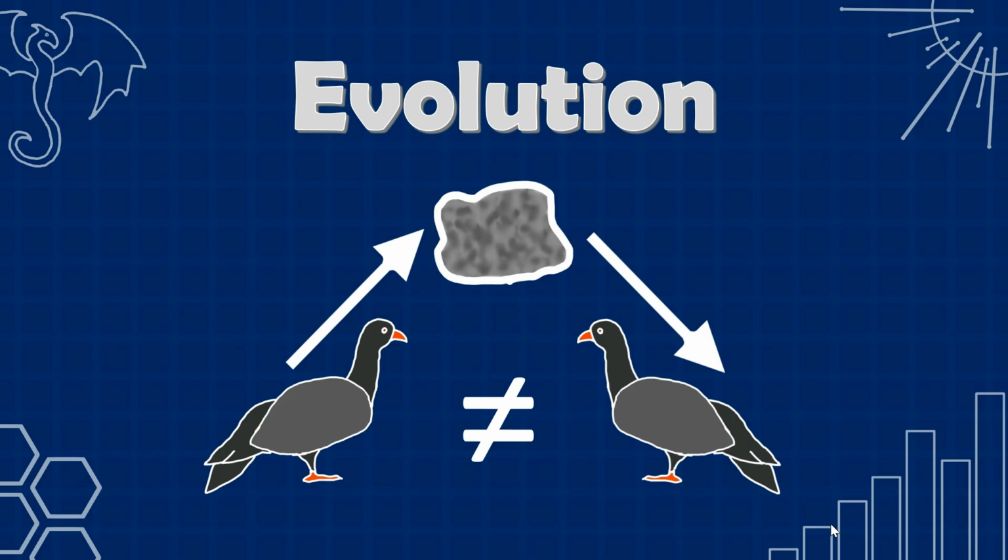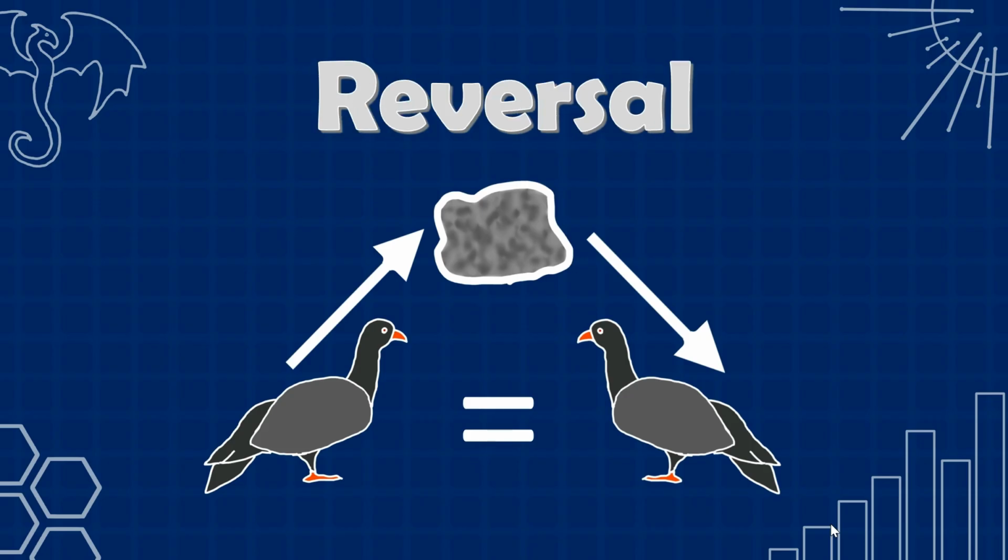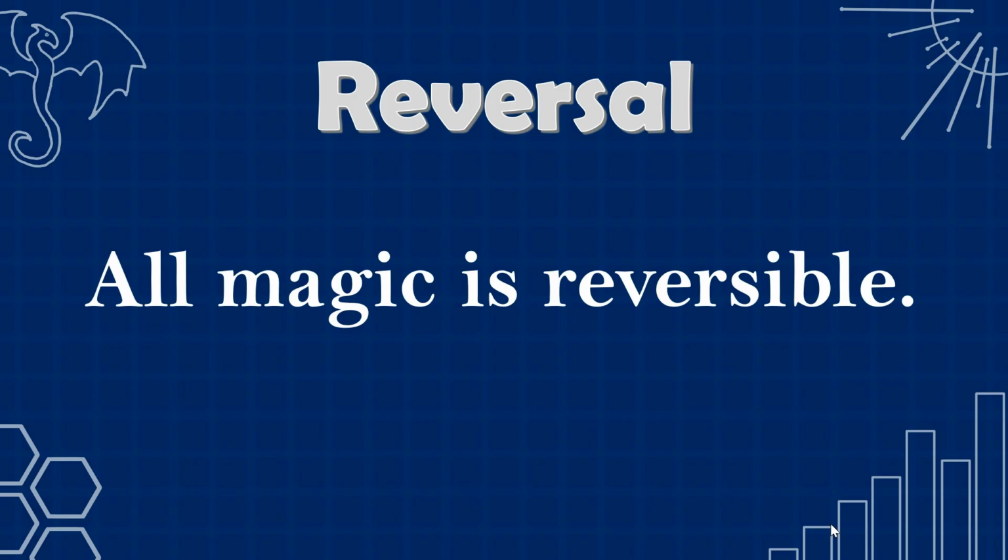the same pigeon. This is not true in the alternative fifth rule, the law of reversal, which you can use instead of the law of evolution if for some reason you want it to be the same pigeon. That rule states that all magic is reversible, but then you have to decide on some edge cases such as reviving those killed by magical effects.